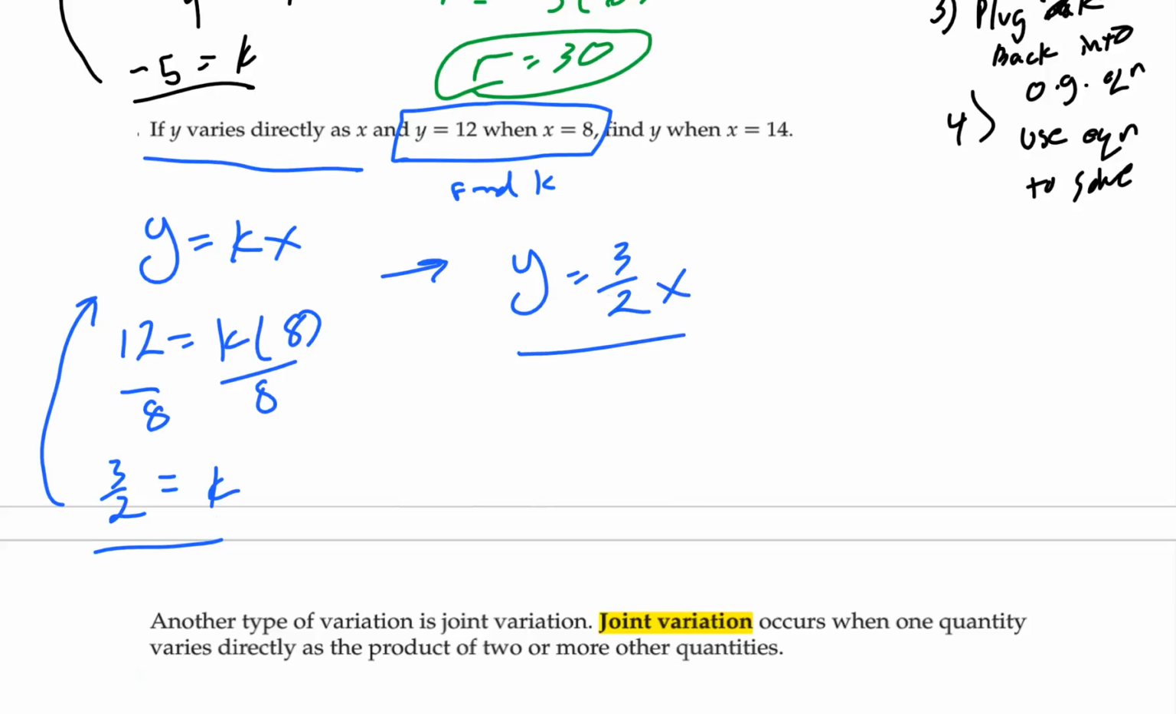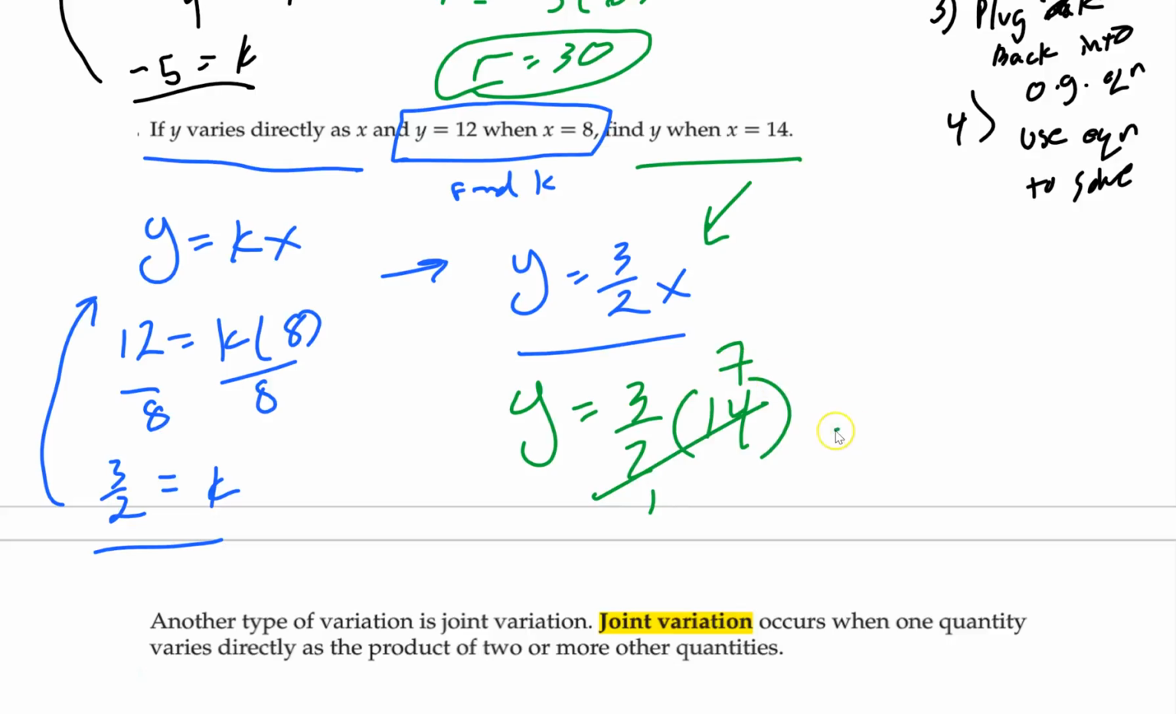Now look what they want. Find y when x equals 14, sorry. So plug in 14 for x. This reduces, and you get 3 times 7 is 21. So y is 21 when x is 14.